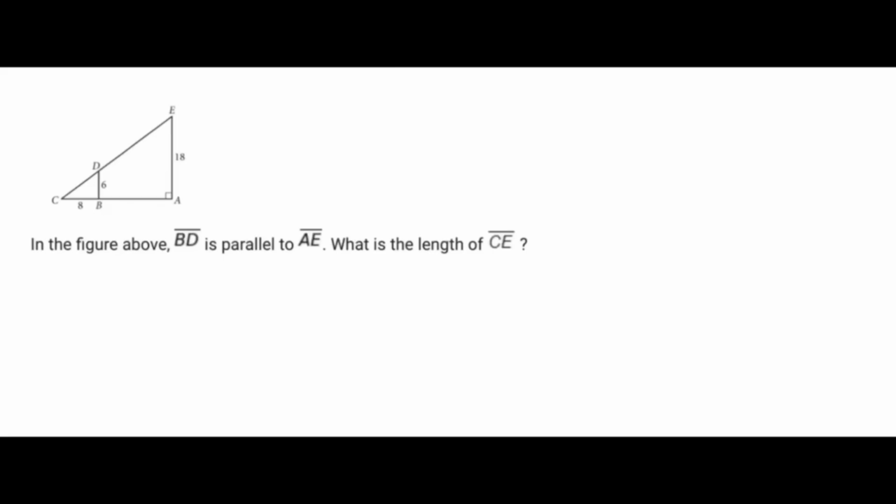In the figure above, side BD is parallel to side AE. What is the length of side CE? All right, so first off, we have two triangles, right? We have triangle EAC and also triangle DBC. So the first thing to notice here is that there is similarity present between these two triangles.